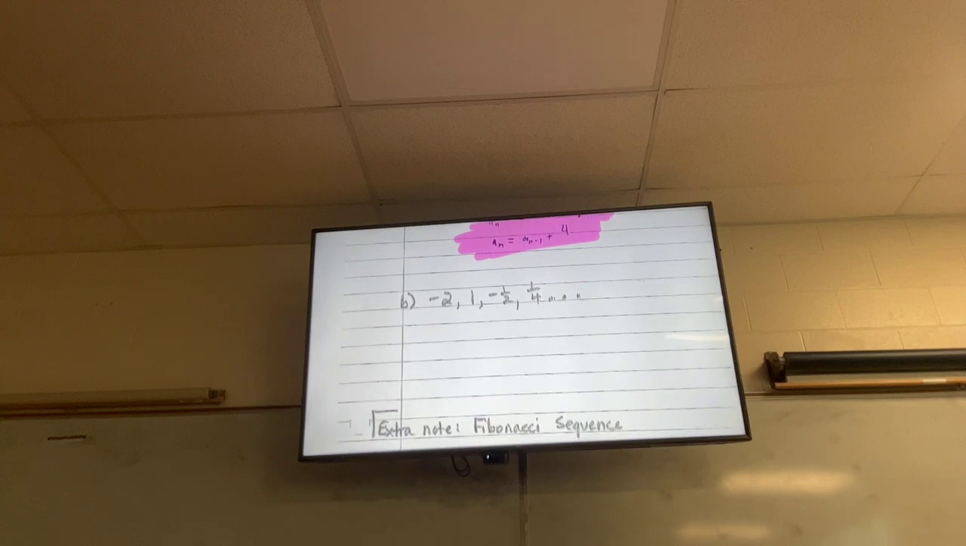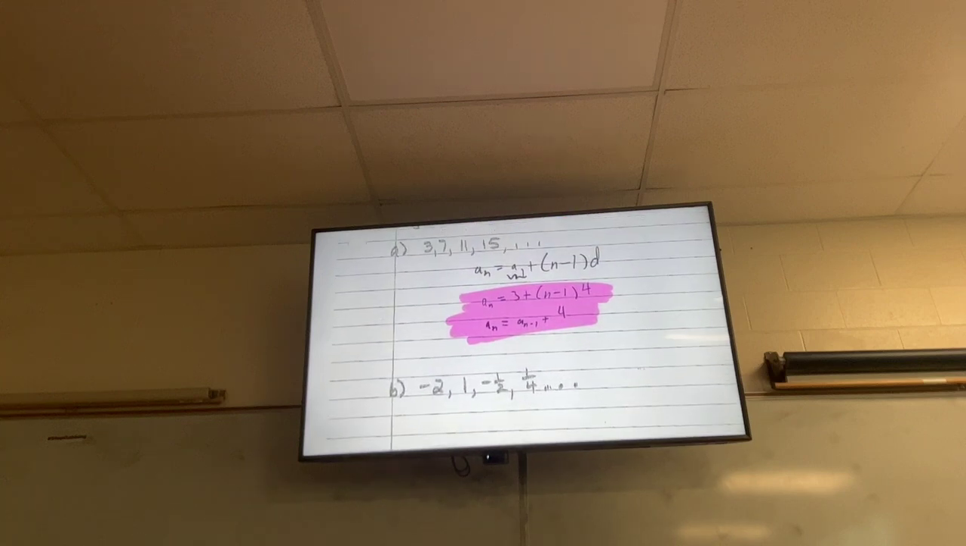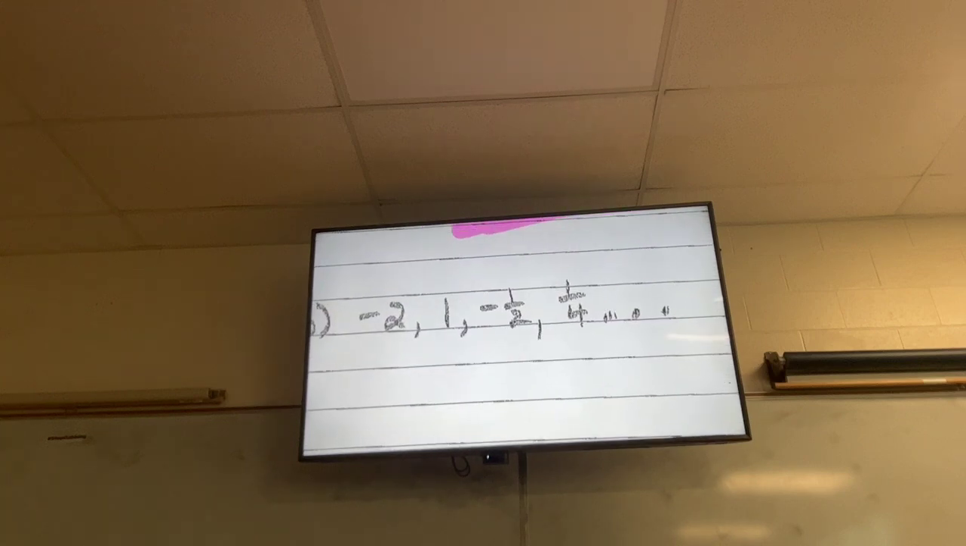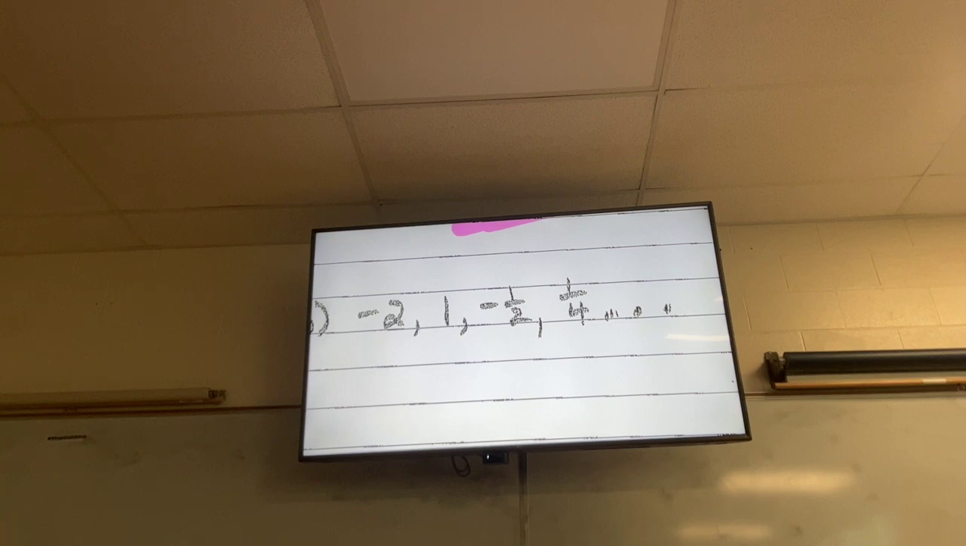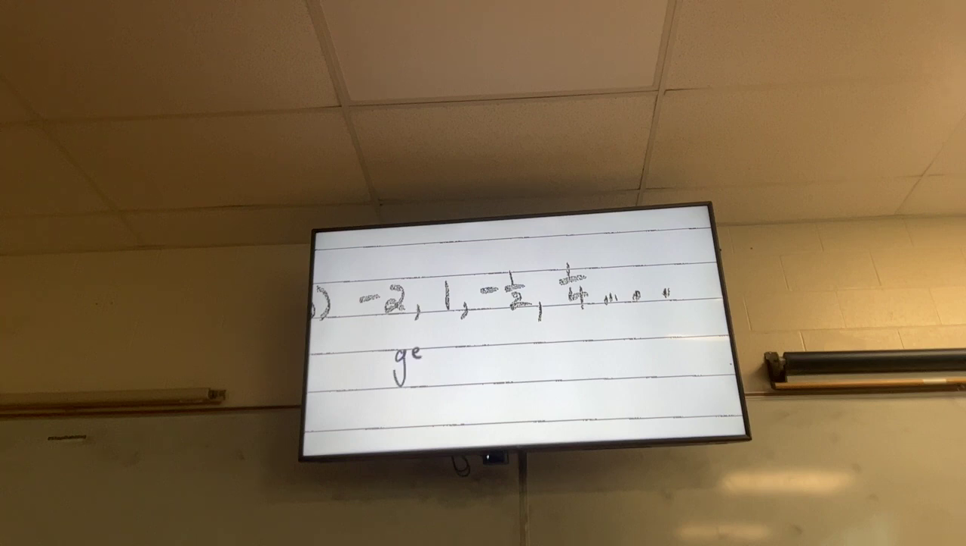All right, can I go into part B? So how do they get from -2 to 1? How are they getting from these numbers? What are they doing? What are they multiplying by? So they're multiplying by something every time, right? So it's going to be geometric, right?